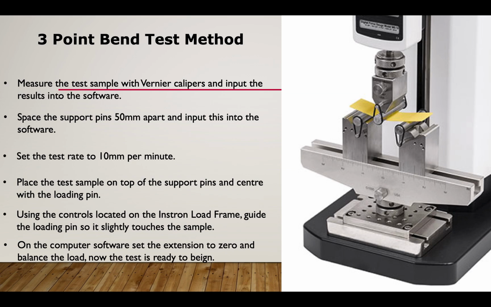The 3-point bend test method is as follows. We first measure the test sample with a vernier caliper and input the results into the software. We space the support pins 50 mm apart and input this into the software. We set the test rate at 10 mm per minute. We then place the test sample on top of the support pins and center it under the loading pin. Using the controls located on the Instron load frame, guide the loading pin so it slightly touches the sample. On the computer software, set the extension to 0 and balance the load, and then the test is ready to commence.